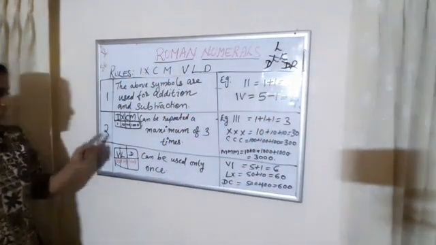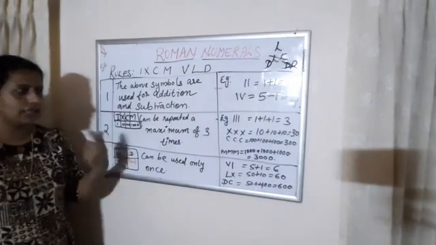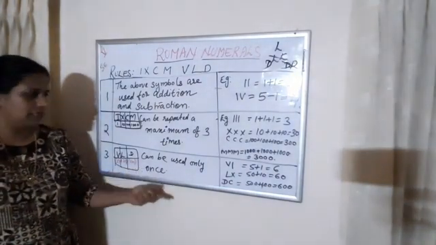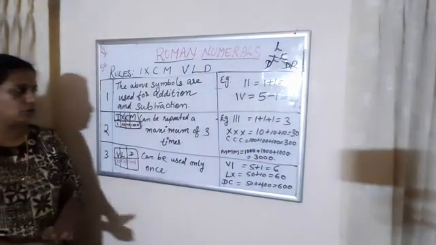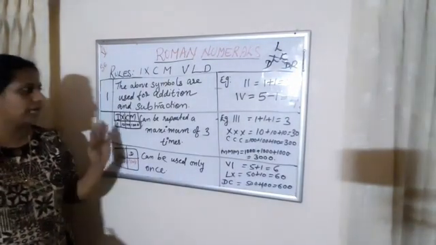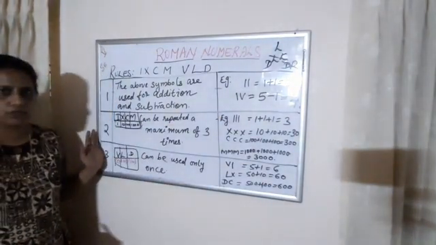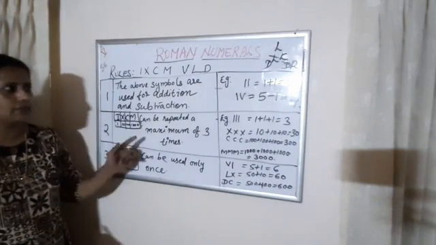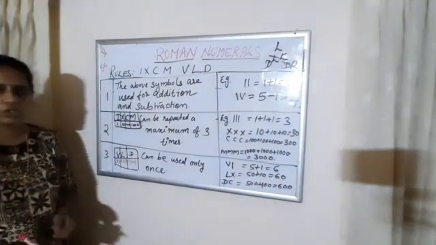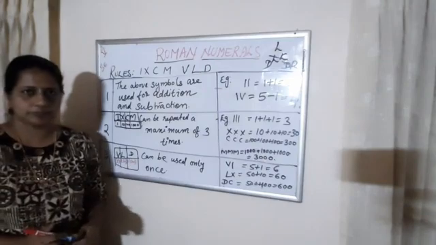Clear? These are the 3 rules. Then some more rules are there. First you do one thing. Take your book and write all these in your notebook. After that, I will tell the next rules. Clear?